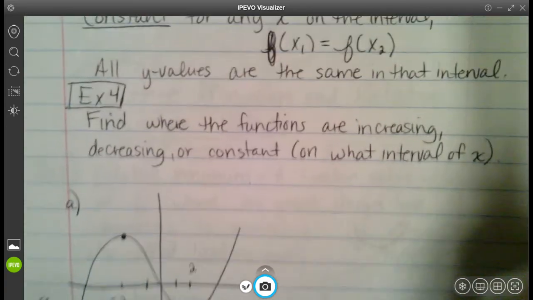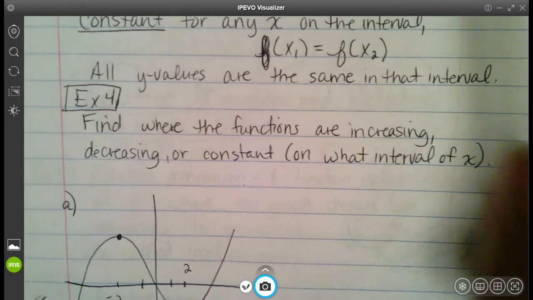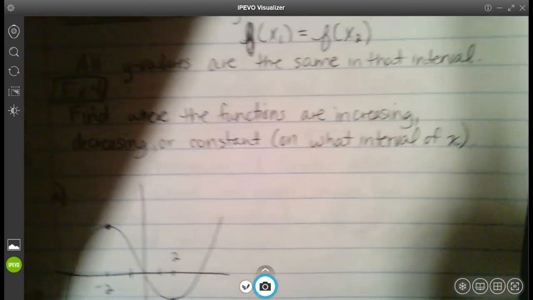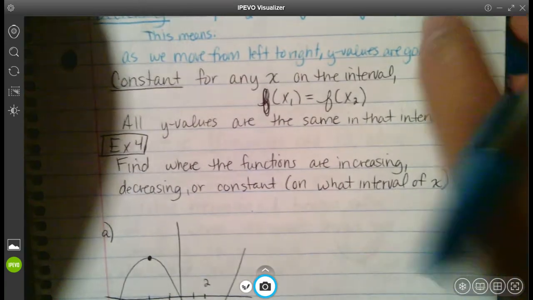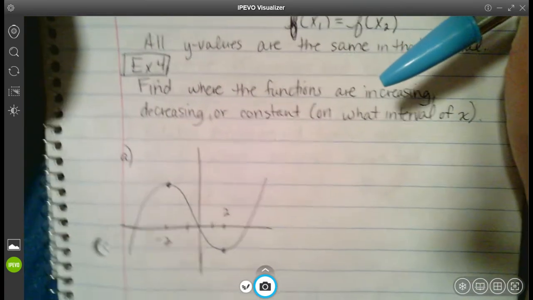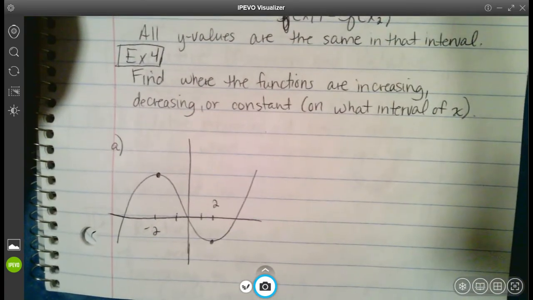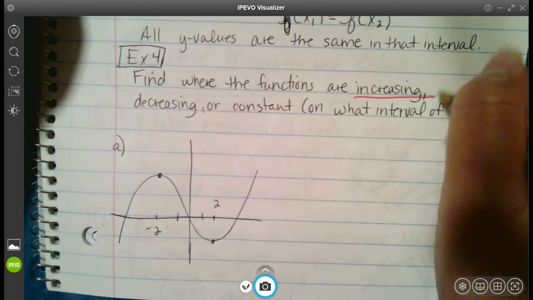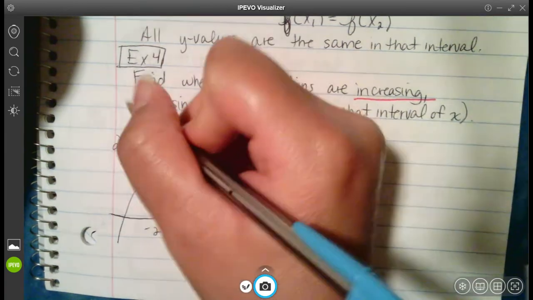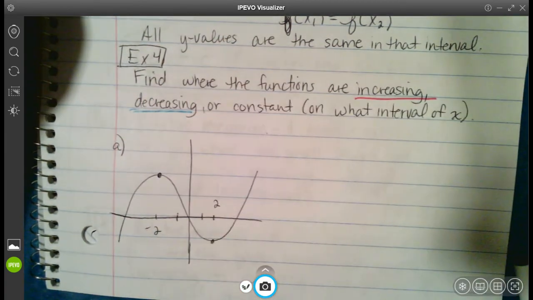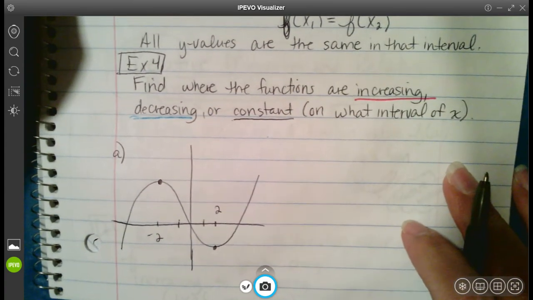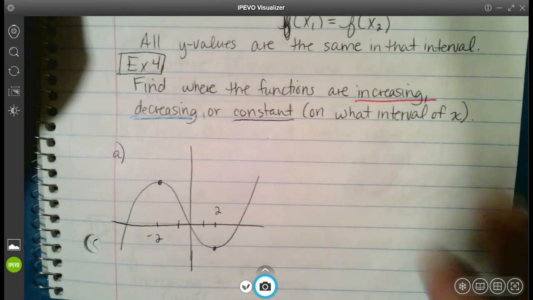We have example number 4. Find where the functions are increasing, decreasing, or constant, and on what interval of x. So let me move up a little bit so you can see the whole thing. See if I can get this just right. There we go. All right. So we're going to go ahead and do a couple things here. We want to find where it's increasing, where it is decreasing, or constant. So it could be doing all three. It could be doing just two. It could just be doing one thing. It could be doing none of it. Or no, actually no, it has to be doing one of them at least.